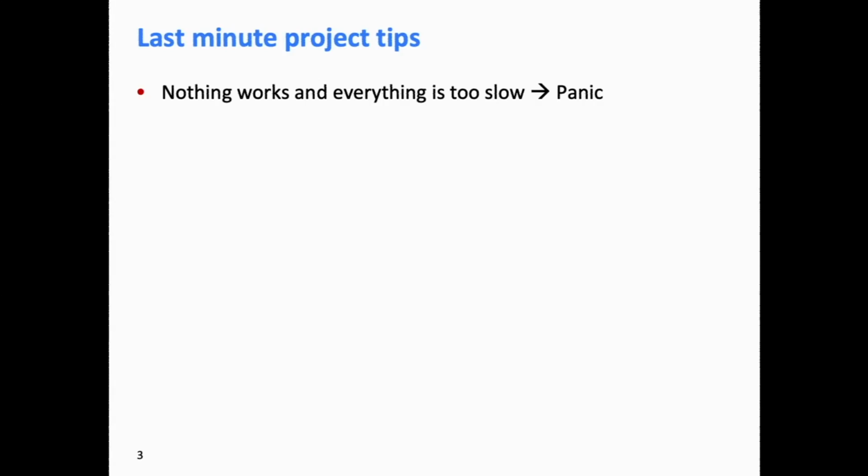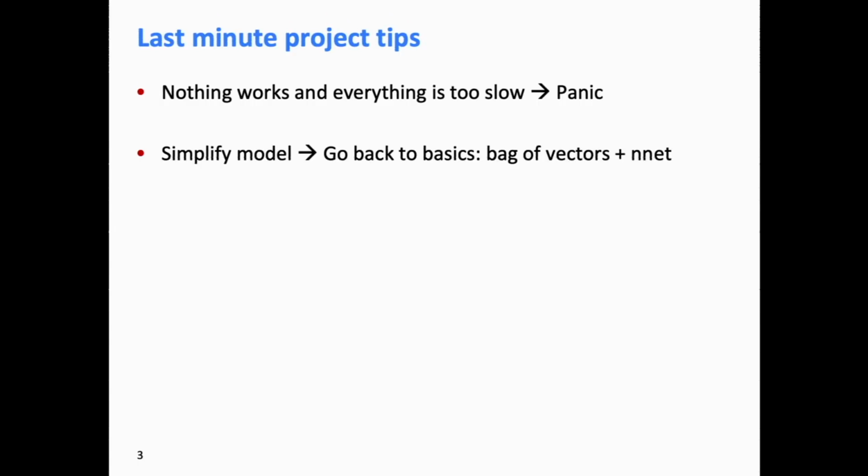So hopefully everyone has submitted their milestone for their final project. If you haven't, you should really be getting your milestone in. It's inevitable that somewhere around here there start to be problems, a situation where nothing works and everything is too slow and you panic. This happens. I wish you luck, of course. What can you do about it? It can be really hard when things don't work to work out why they don't work and how to fix them.